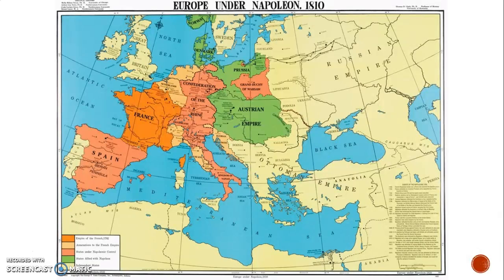This is what Europe looked like under Napoleon. You can see here that the states under Napoleonic control included France, Spain, the Confederation of the Rhine, all the way down to the boot of Italy, and then the Grand Duchy of Warsaw. The other green states are the ones that are allied with Napoleon.